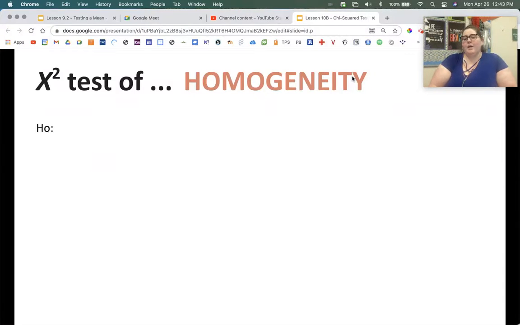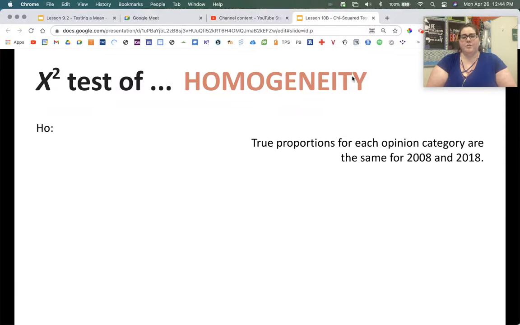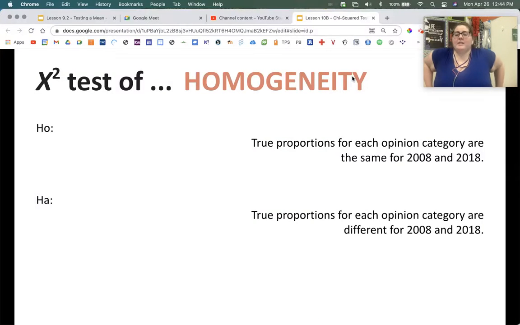So when I write my hypothesis statements, remember our null is that the proportions of whatever we're measuring are the same for the 2 samples. So I would say something like the true proportions for each opinion category are the same for 2008 and 2018. And then my alternate would be that they are different, right? That the true proportions of each opinion category are different. Remember, with a chi-squared test, we are not ever saying less or greater, because obviously the less or greater is going to change on each category.